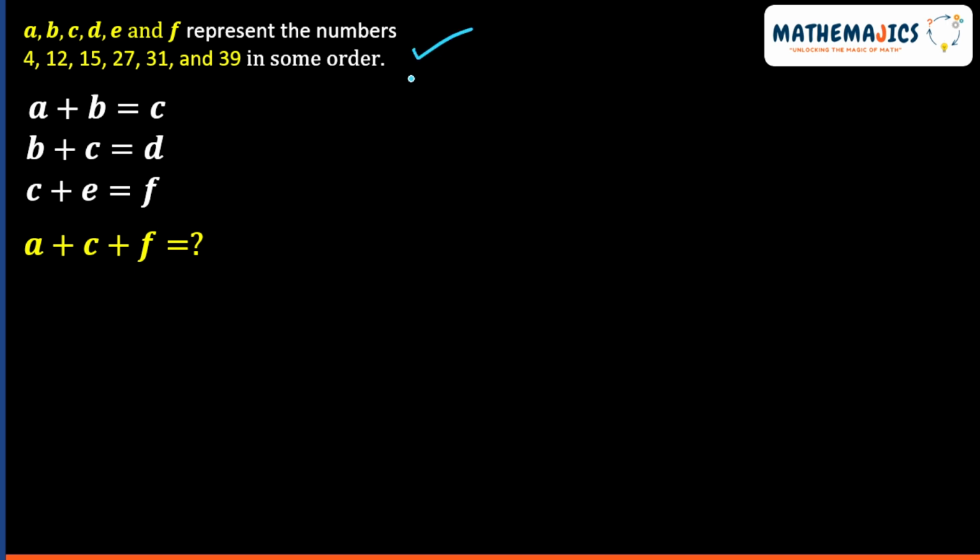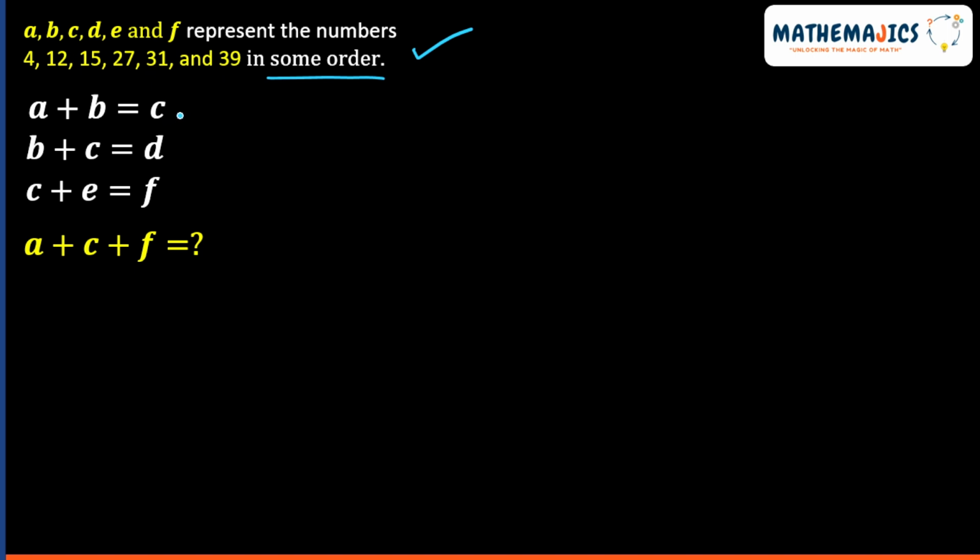This question is from Algebra. In this question, we are given 6 variables from A to F representing 6 numbers in some order. In some order means that it is not necessary that the first variable is represented by the first number or the last variable by the last number. They can be in any order.